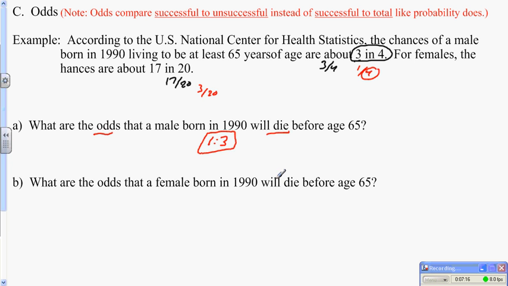What are the odds that a female will die before 65? Well, we said 3 out of the 20 will pass before they reach 65, therefore leaving 17 that will live. And again, the total of these two numbers is 20. If we wanted the odds that they will live, we would reverse that, 17 to 3. If we wanted the odds a boy will survive to be 65, we would say 3, because that's the ones that will survive, compared to the one that will not. So you have to read very carefully about what they want, what the odds are representing.